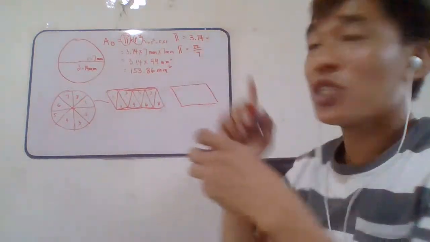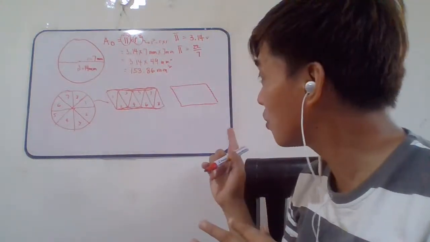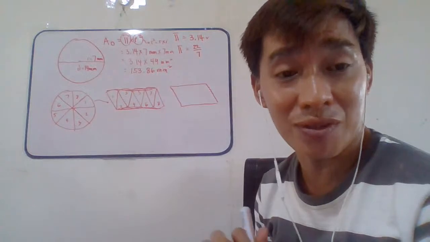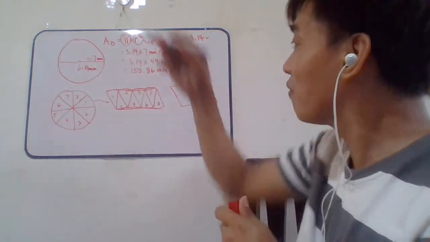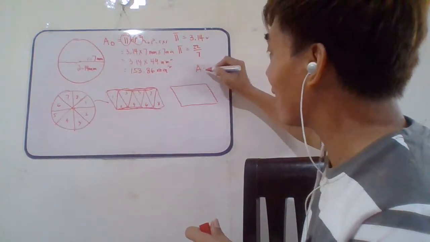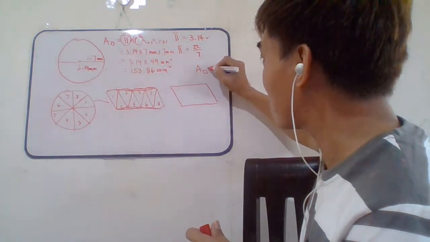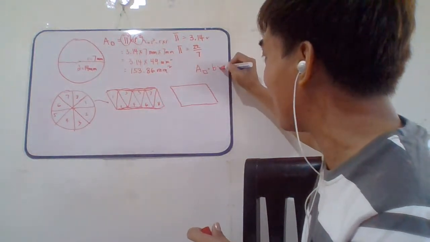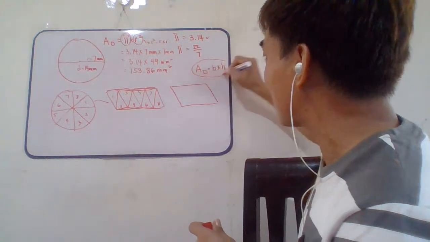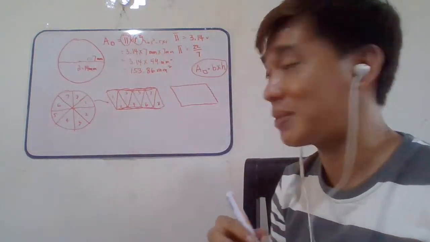Okay. And actually, this would look like a parallelogram. And to solve for the area of the parallelogram, that is just only base times height. For the parallelogram, that is base times height.